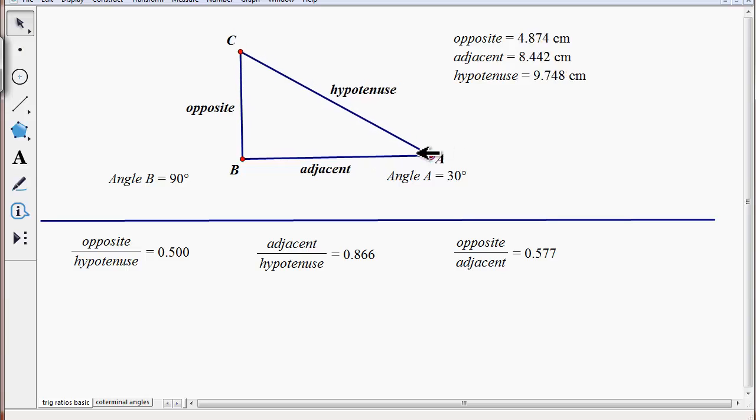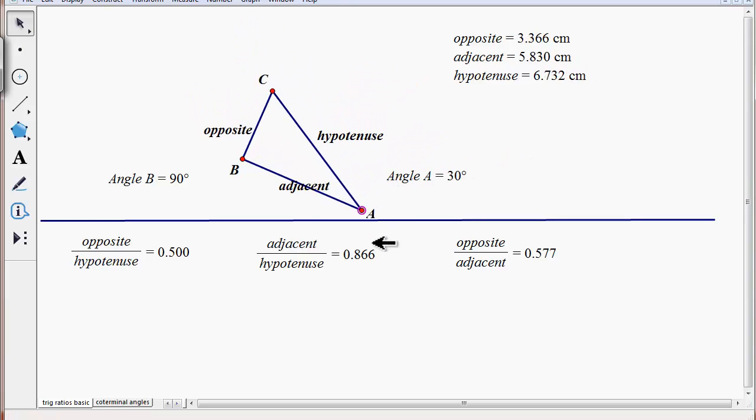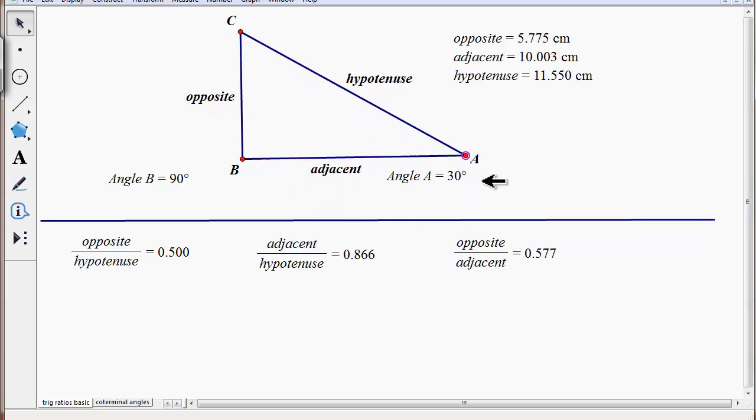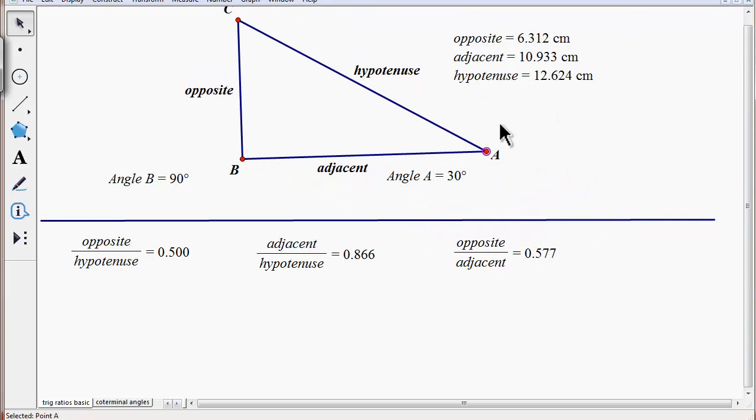This is a fundamental idea behind trigonometry, because if we know the angle is 30, we know that all the proportions of the sides will maintain the same proportion. So rather than tracking all the measurements, we're tracking the proportions.